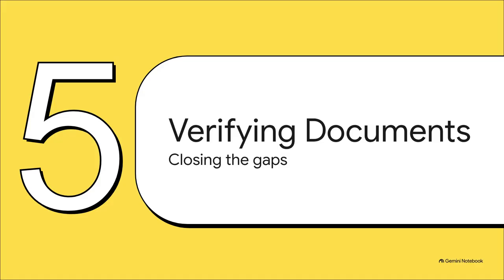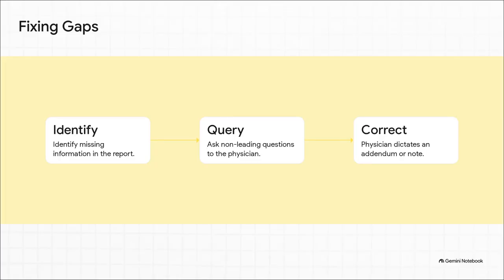Section 5. Verifying surgical documentation. So what happens when you run into a gap in the documentation? You definitely can't just guess. You have to initiate a physician query. But you have to be extremely careful not to lead the physician or put words in their mouth. That is a huge compliance risk. You simply ask non-leading questions for clarification, and then the surgeon dictates an addendum or corrected note. Only when the medical record is officially updated can you actually bill it.